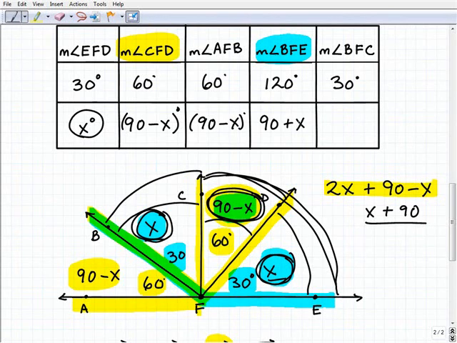And now we just simply need to answer this last one, the measure of angle BFC. On our diagram here, it was x degrees. So we're just going to plug in x right there.